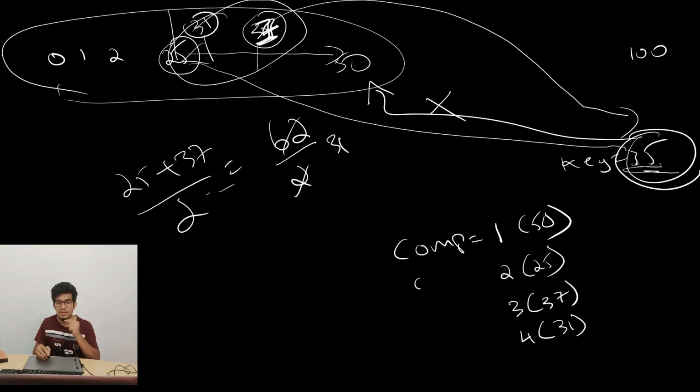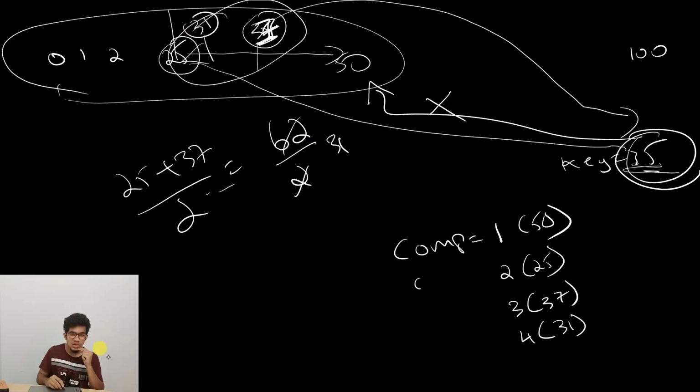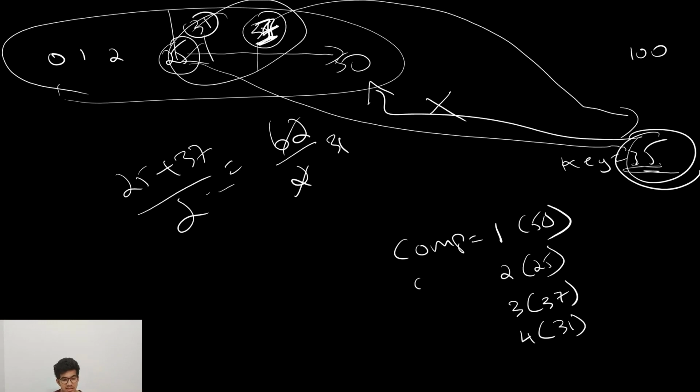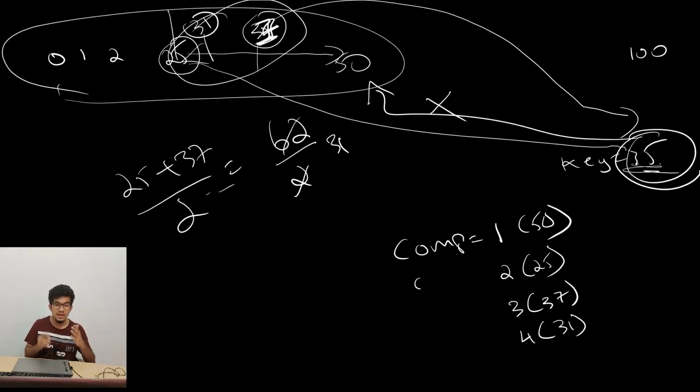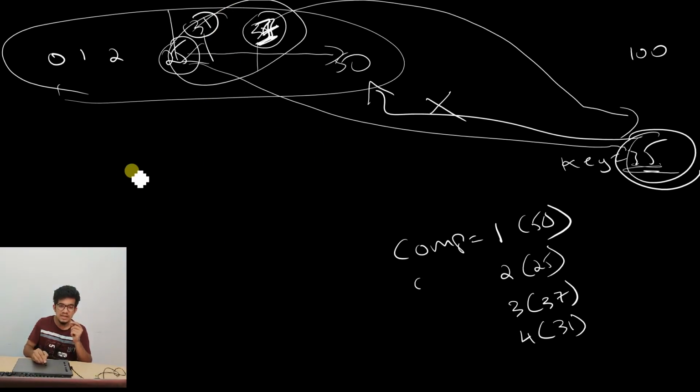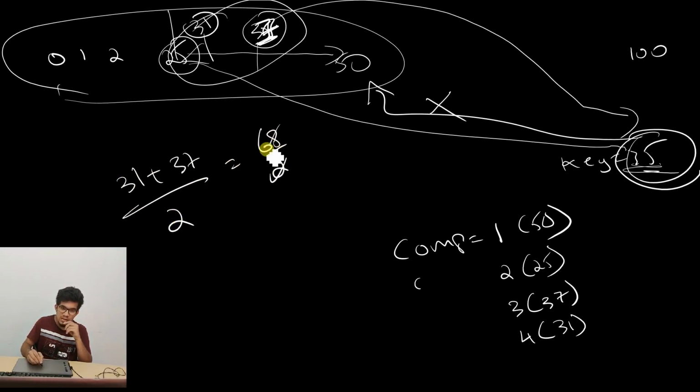But we have to find the middle point again. So is 35 greater than 31 or less than 31? 35 is greater than 31, means somewhere around here that 35 will come. So we have to find a middle point, that is 31 plus 37 divided by 2. So that is 68 by 2, that is 34. So the fifth comparison is 34.